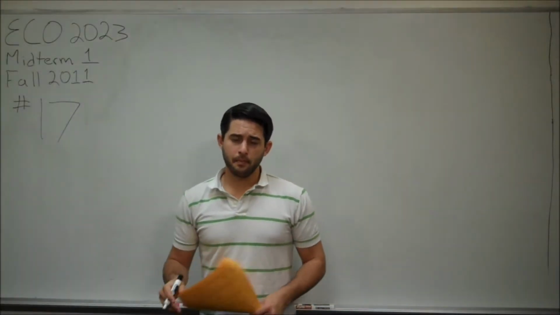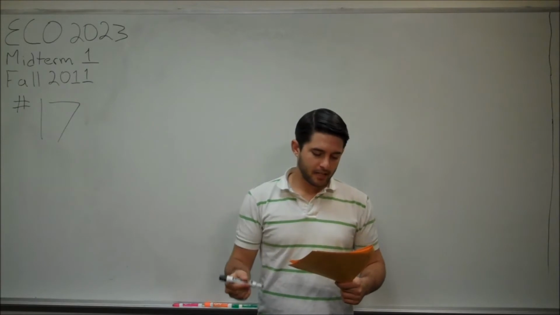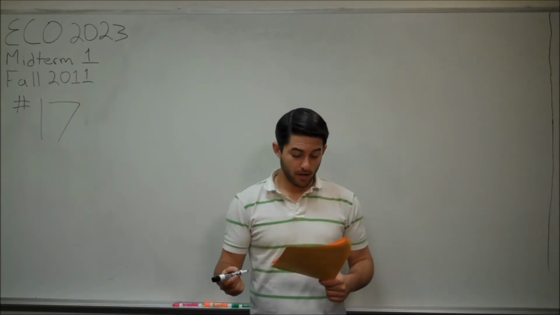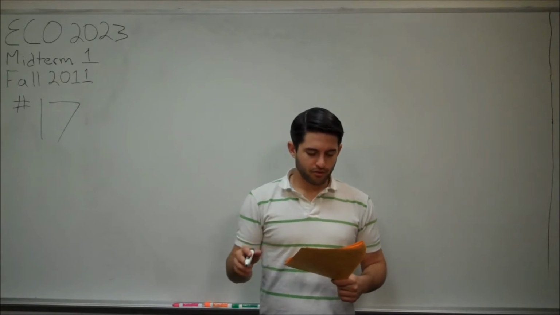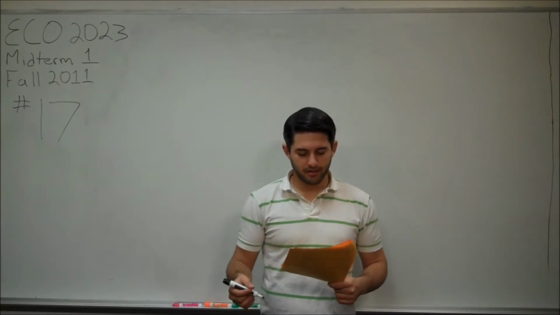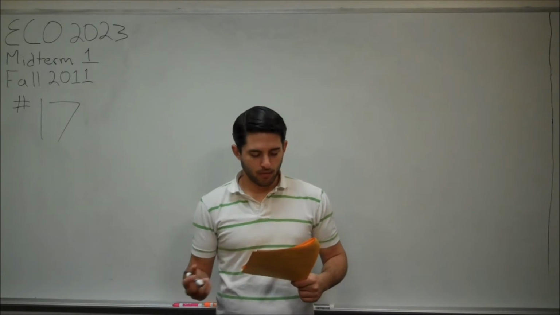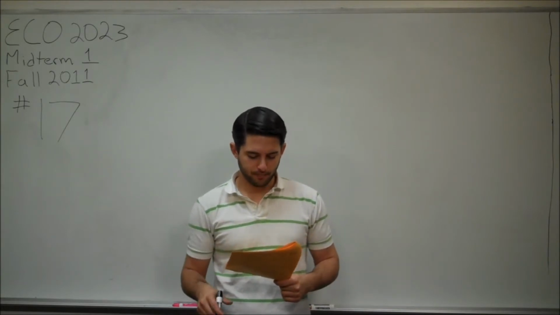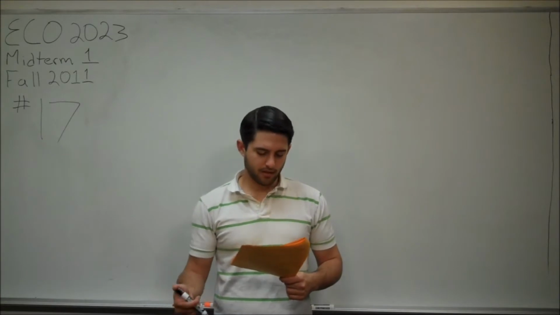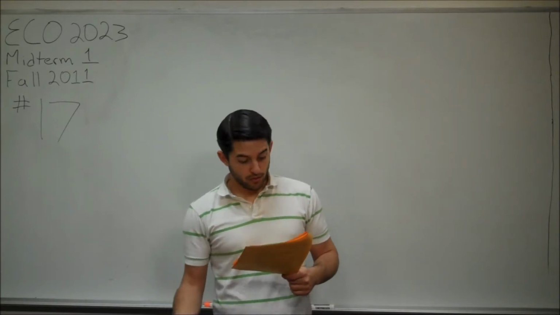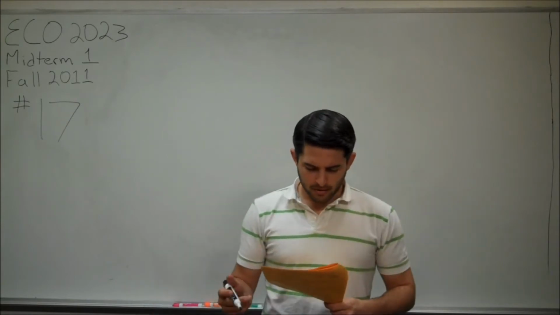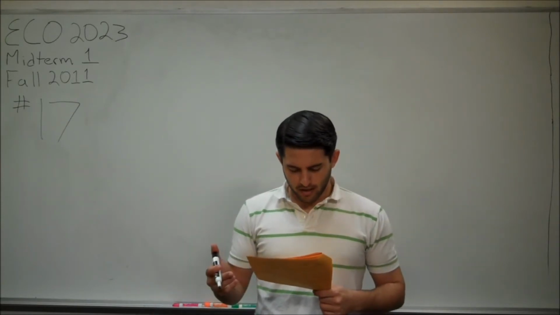Problem 17 reads: it is definitely efficient to produce an additional shirt if, 1. The marginal social benefit of the shirt is greater than 0. 2. The marginal social benefit of the shirt is greater than its marginal social cost. And the answer choices are either 1, 2, both 1 and 2, or neither 1 nor 2. I'm sorry, Roman numerals.